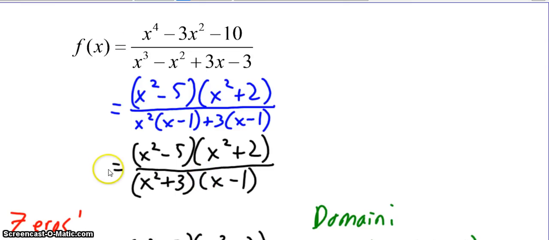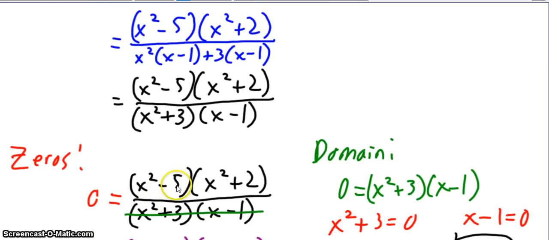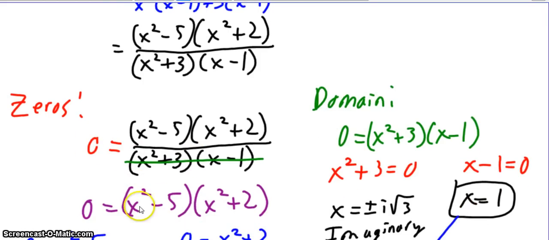Of the function. So now to find the zeros, I set the function equal to 0. (x squared minus 5) times (x squared plus 2) over (x squared plus 3) times (x minus 1). The denominator is going to go away when I set this equal to 0, because my next step would have been to multiply both sides by the denominator. So that goes away. So really I end up just setting the numerator equal to 0.